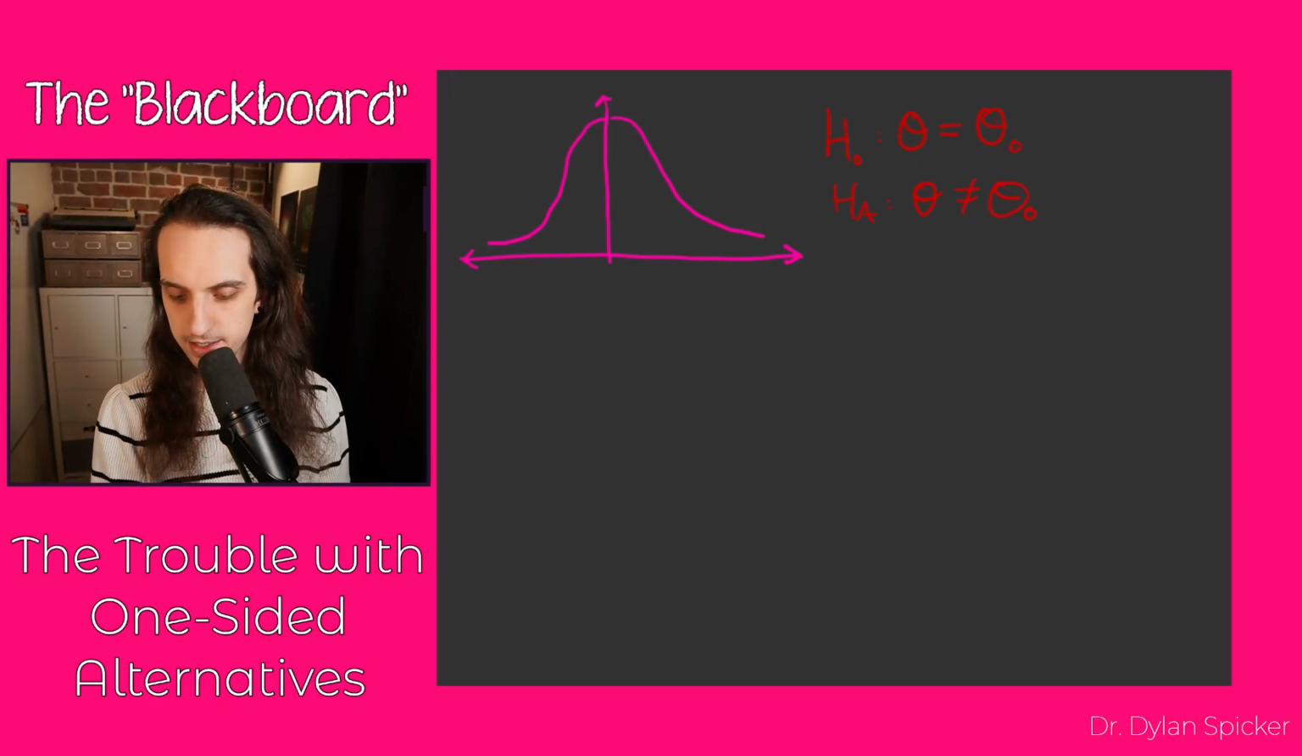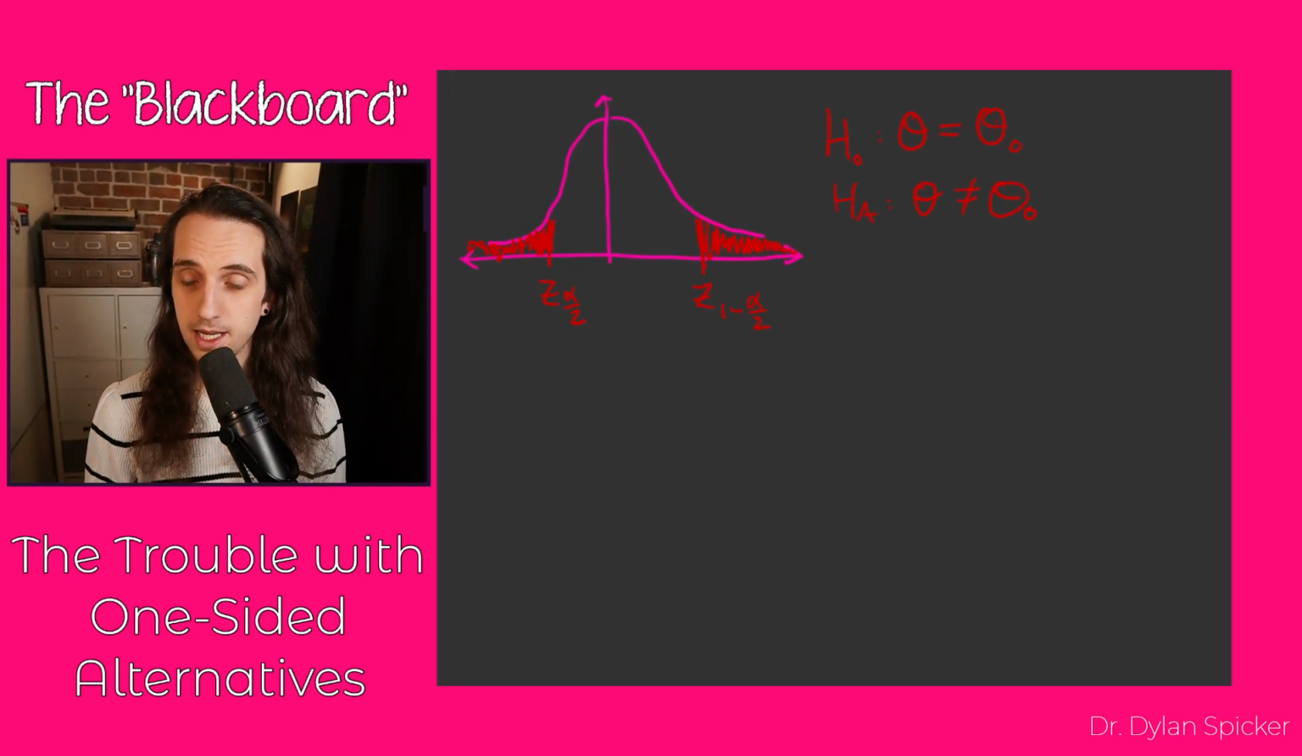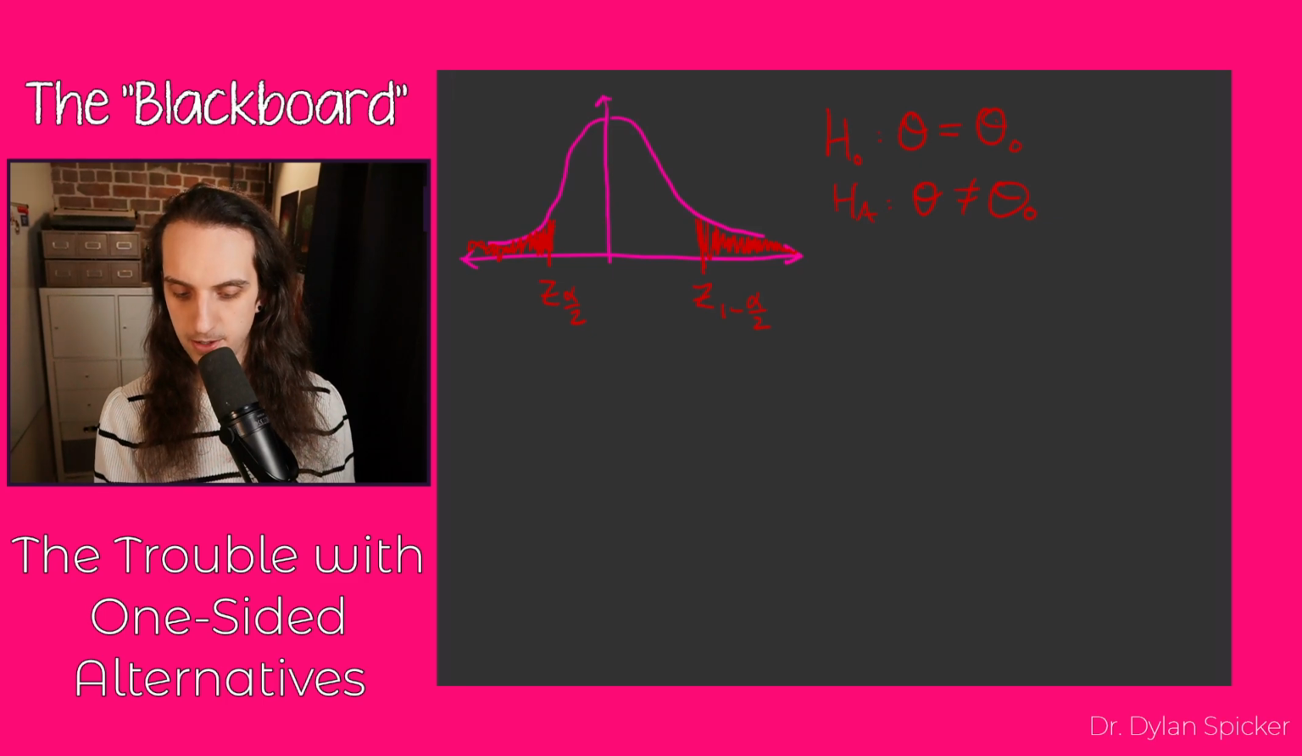And here we're going to find a critical value that's in the positive half at 1 minus alpha over 2, and we'll find a critical value at z alpha over 2. And the idea is that if we observe anything in the lower tail or anything in the upper tail, then we're going to be able to reject the null hypothesis, right? And so this red region here, this is our rejection region.